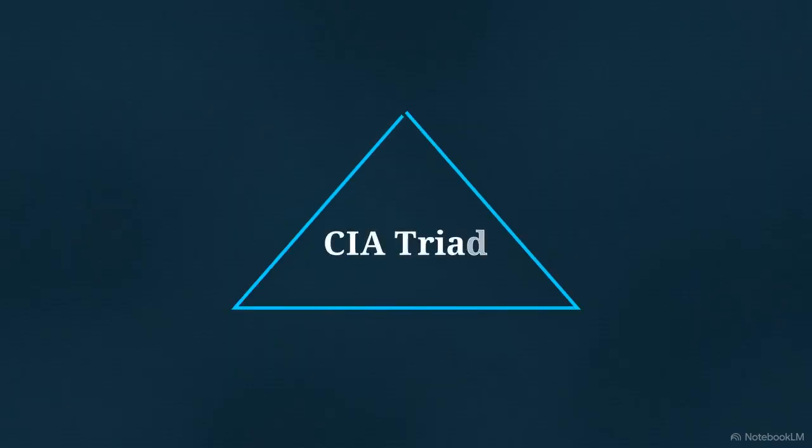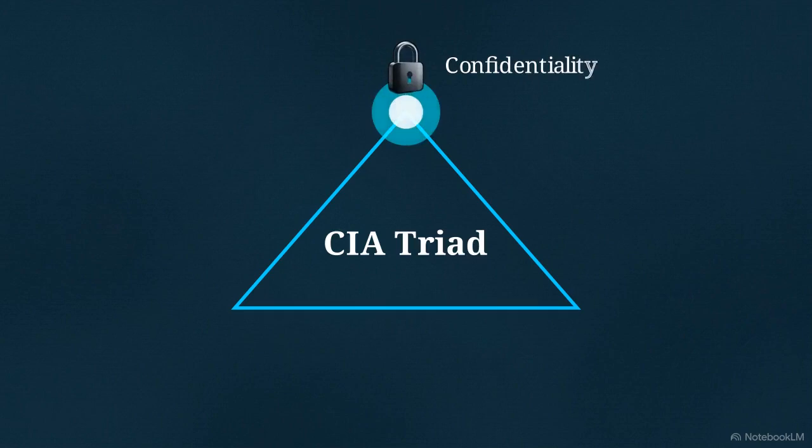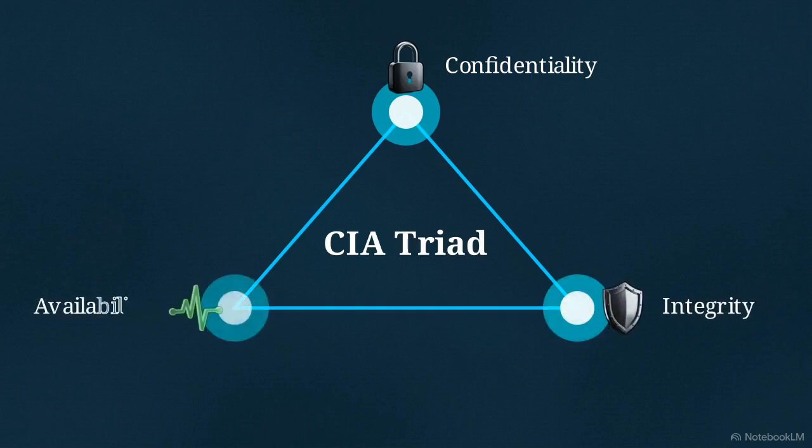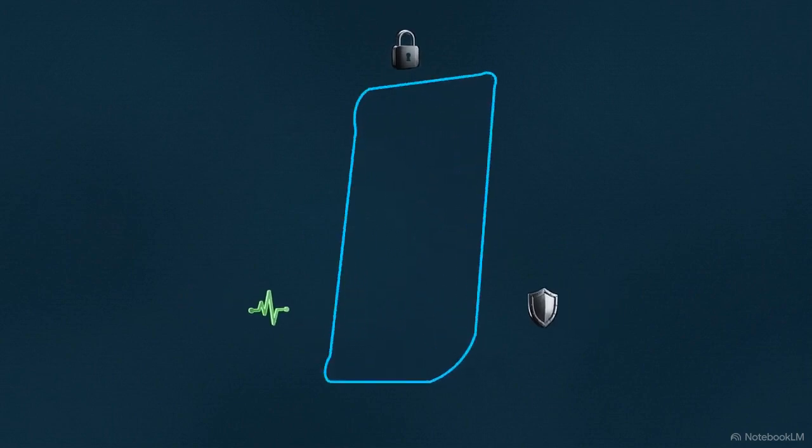To evaluate how well an application actually protects information, cybersecurity professionals use the model on screen, known as the CIA triad. This framework measures 3 pillars: confidentiality, ensuring only authorized people access the data; integrity, guaranteeing the data is accurate and untampered with; and availability, making sure the system is reliably accessible. Let's look at this framework in practice.